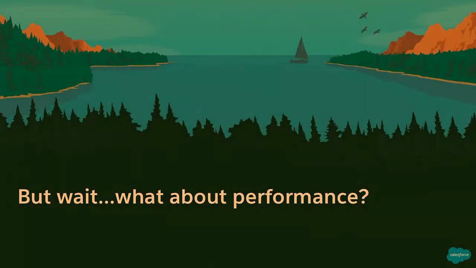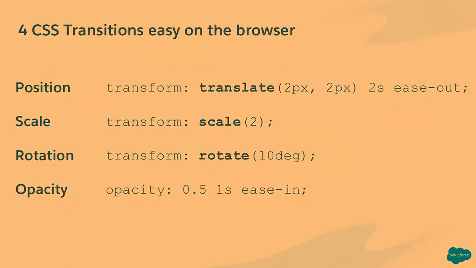But wait, what about performance? I'm sure you guys in the audience are developers. I'm an engineer, and we always hear pushback in our organization that animation takes a hit on performance for the user. But this is not always the case. There are 4 super easy CSS transitions on the browser. This includes position, scale, rotation, and opacity. The majority of animations that you saw in the slide deck today use these 4 transitions, and this will still always result in a higher than 60 frames per second rate of rendering. So try to stick to these 4 transitions when building animation into your product.